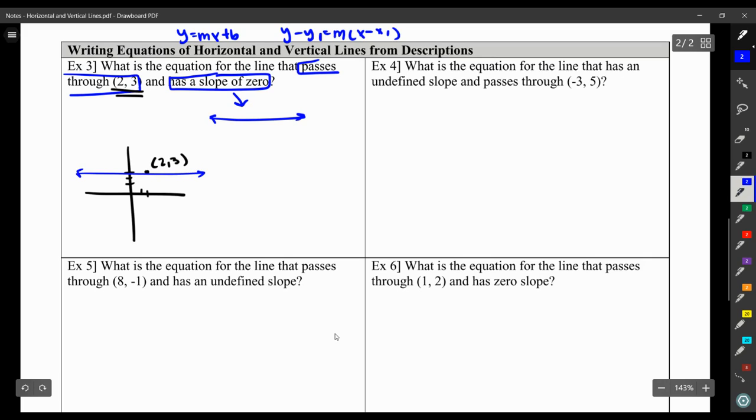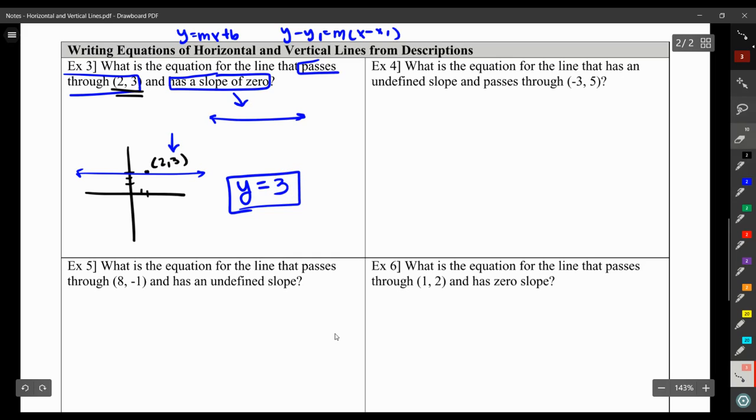And if I look at this line, I can kind of see that if I plot points all along this line, my y value never changes from a 3. The x values are changing, but the y's never do. So this will be y equals, and then what is the y value? It's a 3. Horizontal lines are always in the form of y equals a number, every time.